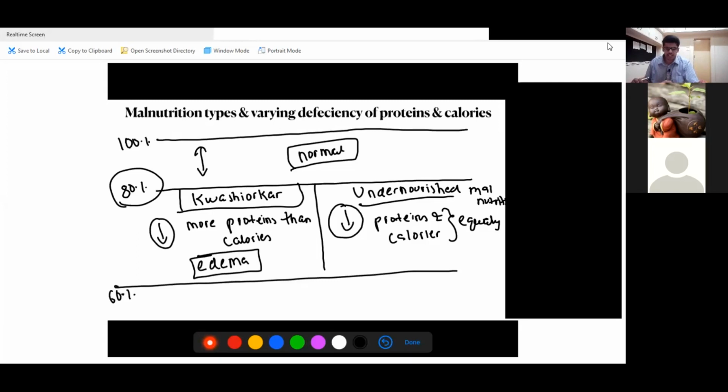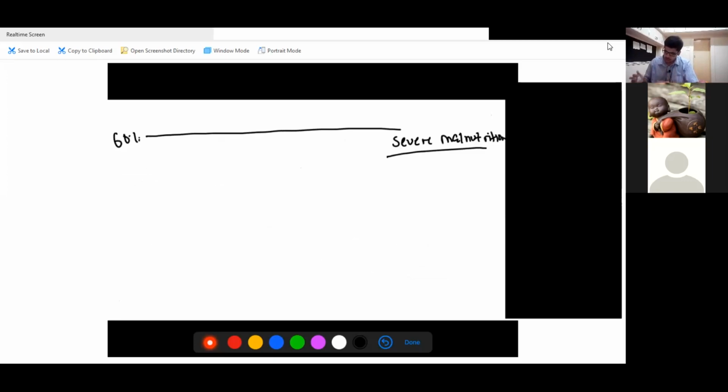So if a child's weight is between 80 and 60%, then there are two diagnoses. One is undernourishment and the second is kwashiorkor, and how to differentiate that you very well know. Now below 60%, again the same thing, two columns. This is severe malnutrition, so I'm drawing two arrows below.